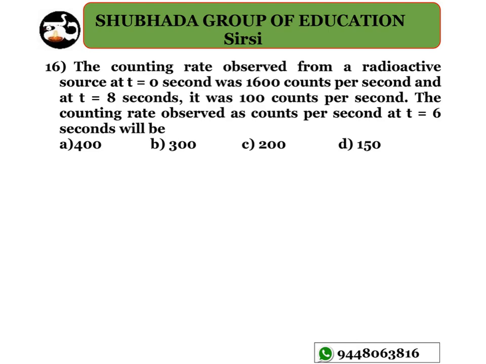The counting rate observed from a radioactive source at t equal to 0 seconds was 1600 counts per second, and at t equal to 8 seconds it was 100 counts per second. The counting rate observed, as counts per second, at t equal to 6 seconds will be, is the question. See here, as you know, N equal to N naught, let me take N as the counts, N equal to N naught into 1 by 2 to the power of t divided by t half. Clear? This is the concept you need to use here.